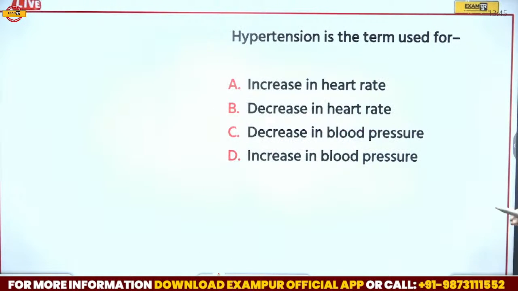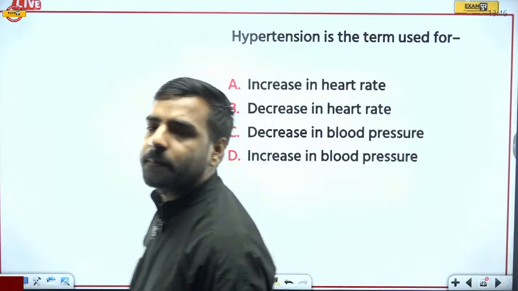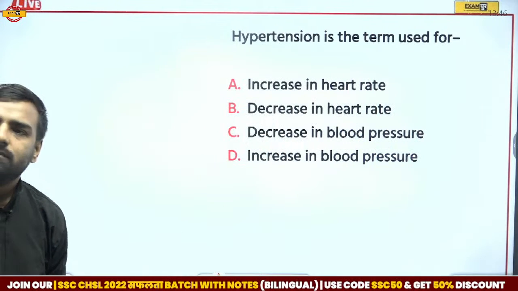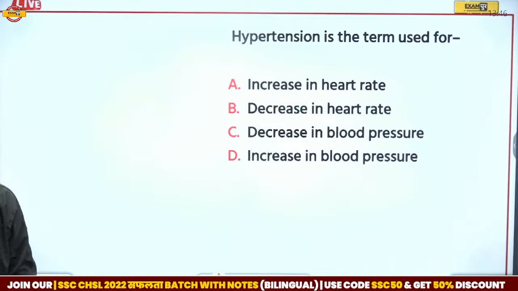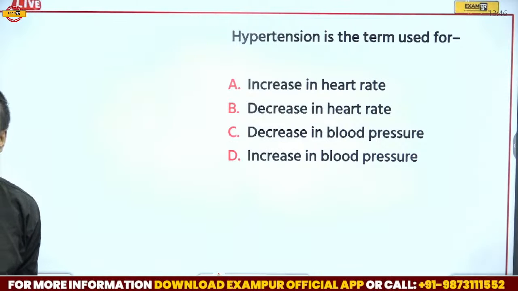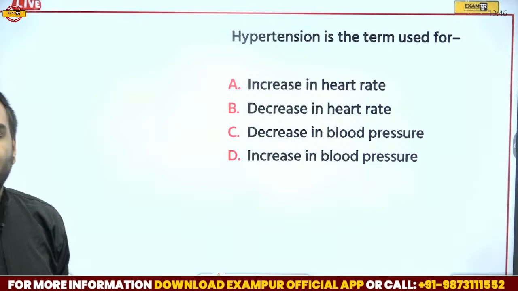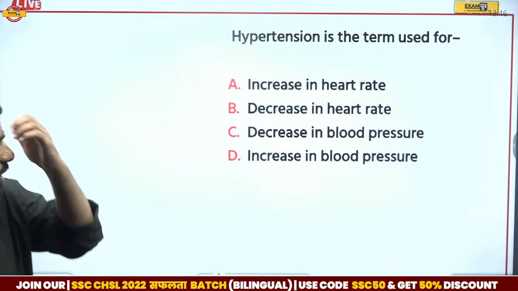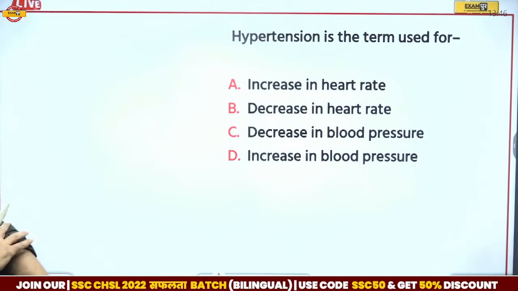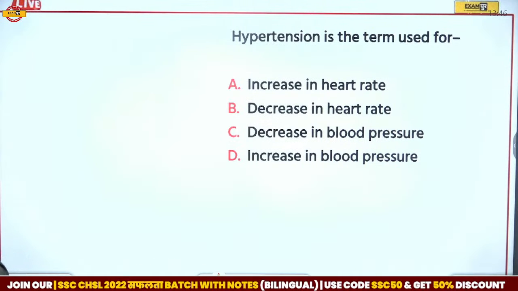Okay, so this is actually asked in the examination, so we must remember. Next we have, hypertension is the term used for what? What is hypertension? Yes, so Danadi was correct here. Jia, correct. That is cardiac cycle. Okay, cool. My question is, hypertension is the term which is used for what? Is it increase in heart rate? Decrease in heart rate? Decrease in blood pressure? Increase in blood pressure? What is the correct answer?